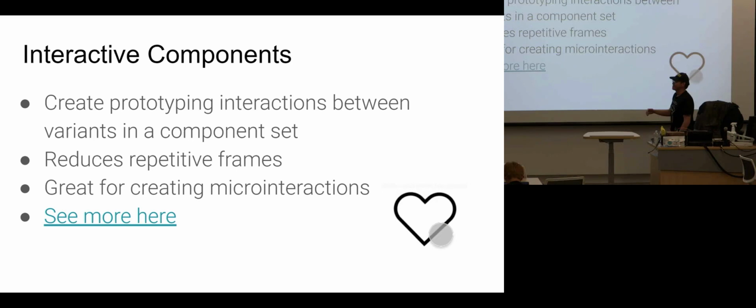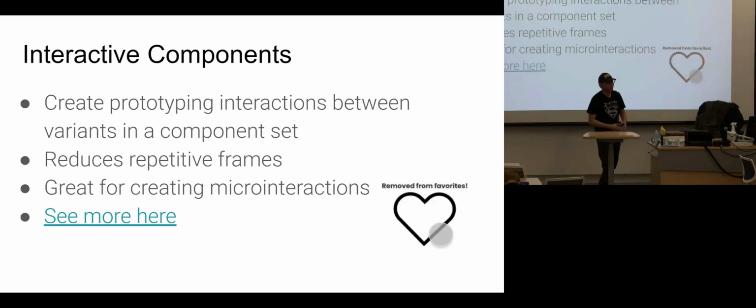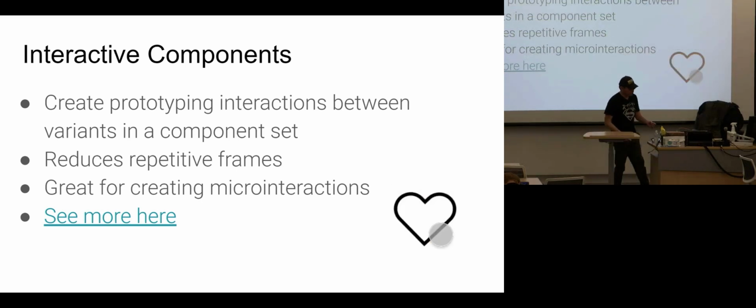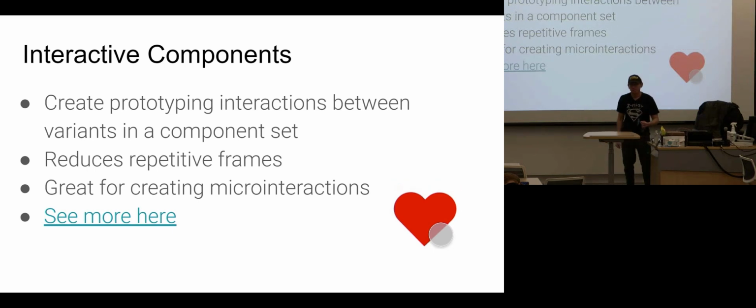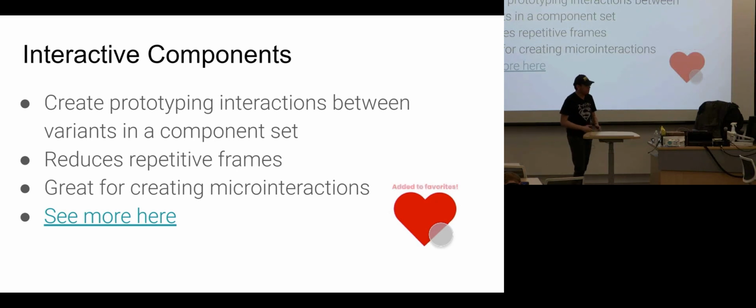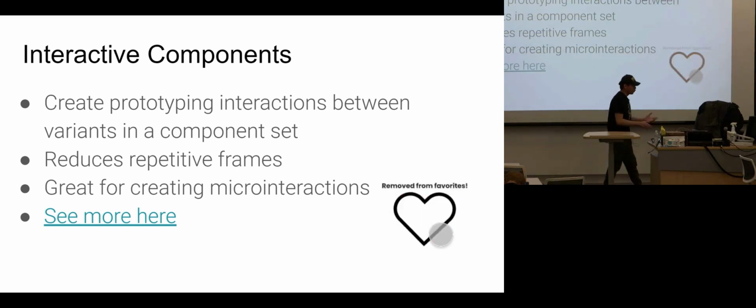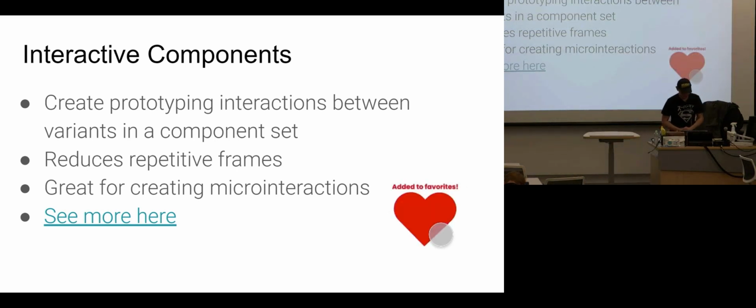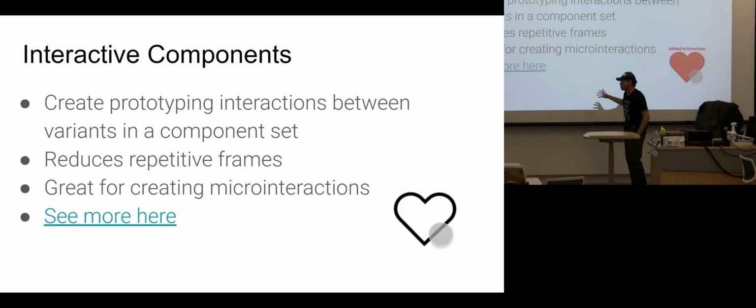So how can we not use that many frames and create the same effect? Luckily, Figma provides this functionality called interactive components. So rather than creating an interaction between one frame and another frame, you create an interaction between one component and another component in a component set, or more specifically, between variants. This successfully reduces the number of frames you need to use.